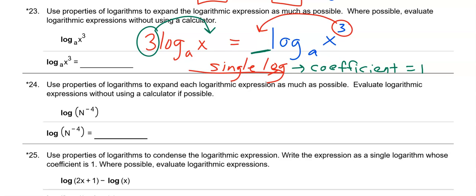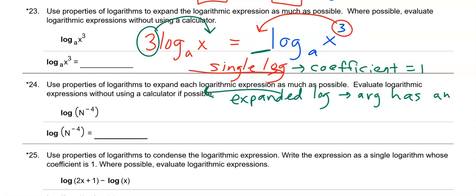Whereas an expanded log, so going this direction, that means the argument has an exponent equal to 1. So in this particular situation, number 23, they're asking me to expand. So my answer is 3 log base a of x.